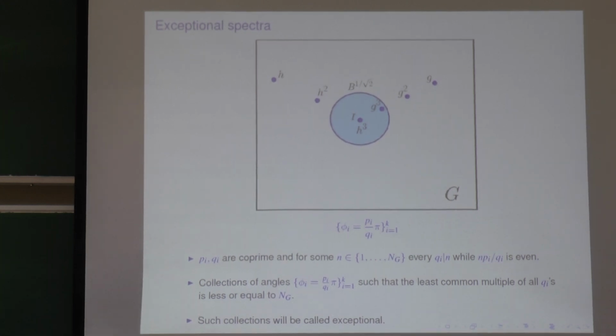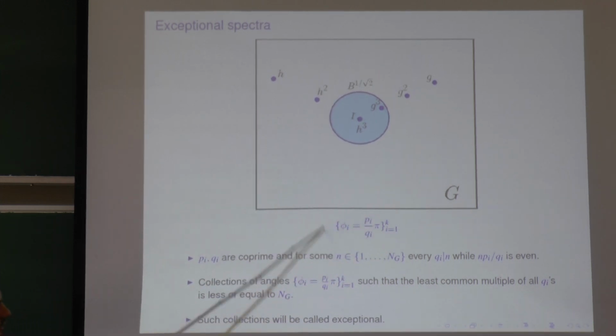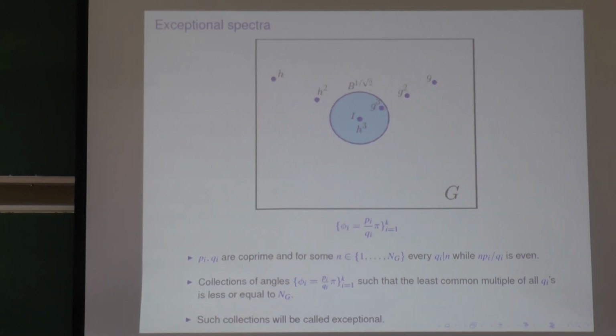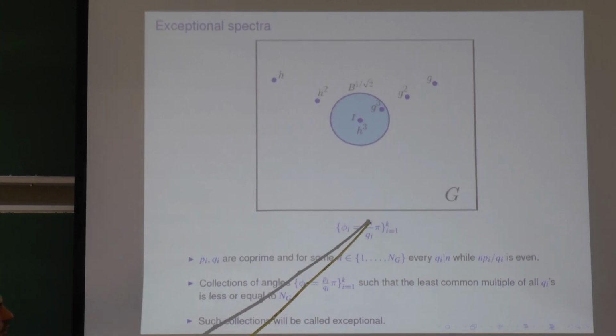So I have to specify when this kind of bad situation can happen. And this is just some playing. You have to play with those angles which define the spectrum of the matrix. So the spectrum is defined by some set of angles.